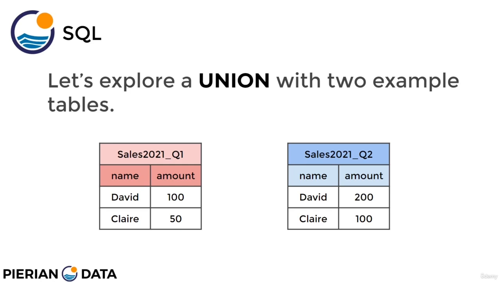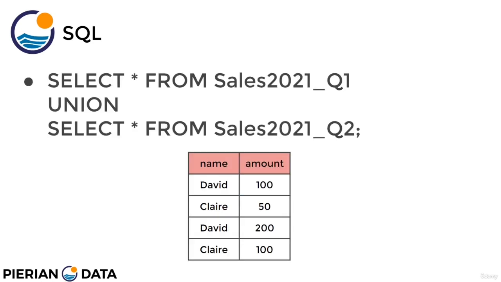Instead, what I should be doing is just pasting one of these on top of the other, and this is perfect for a union. So all we need to do is say select everything from the first sales quarter, union with select everything from the second sales quarter. And what it's going to do is just grab the results from the first query and then paste them right on top of the second query.